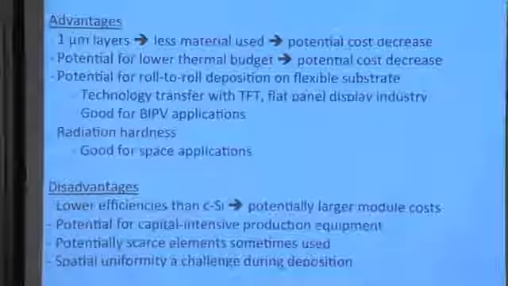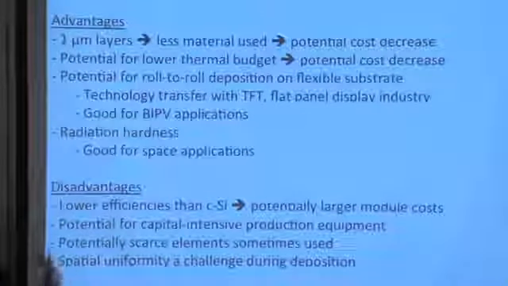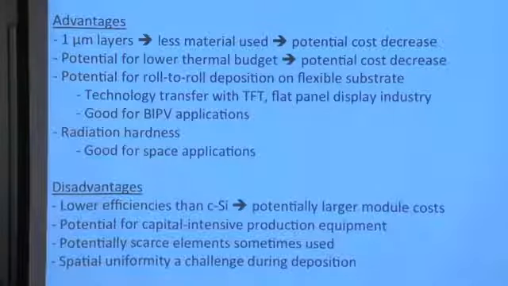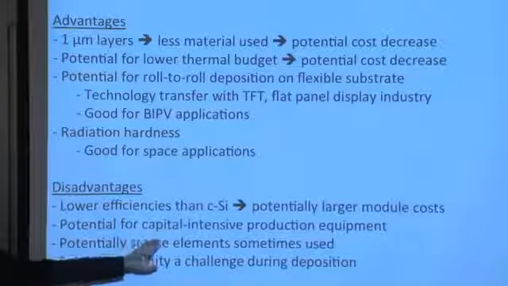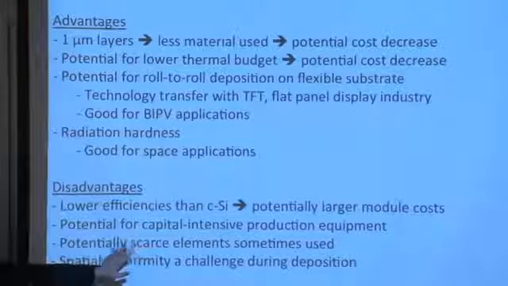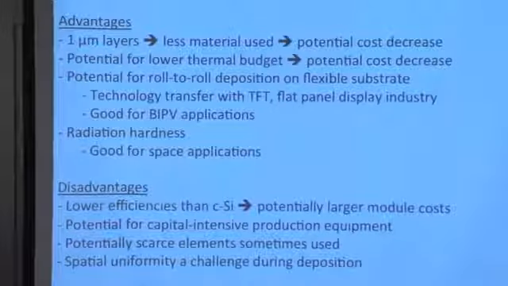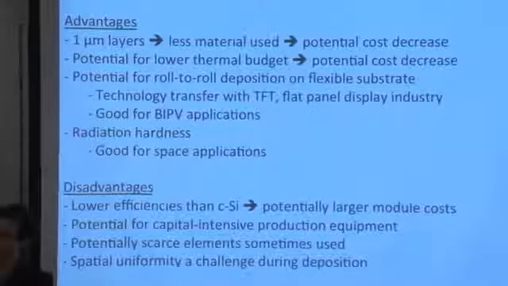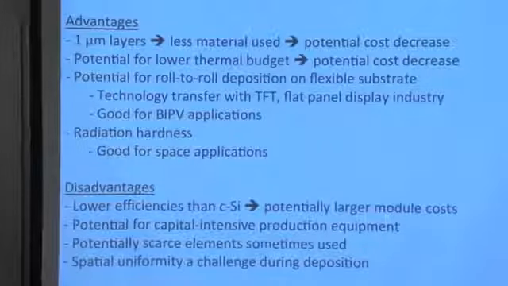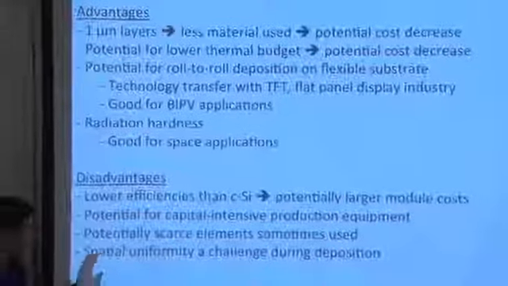Potential for capital-intensive production equipment. Not all of the production equipment is as low cost and as low thermal budget as simply printing on a piece of paper. As a matter of fact, that's one of the more avant-garde and R&D type of deposition processes. Most deposition processes, and the vast majority of companies used, are actually quite capital intensive, and the costs of the equipment can add up. Sometimes, not always, but sometimes scarce elements are used. We're going to have a debate about that next class, on Tuesday. Put an asterisk next to that. I'll get back to that as soon as the slide is over.